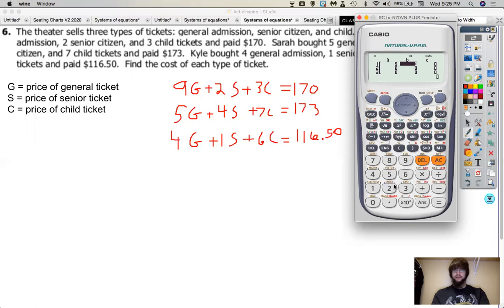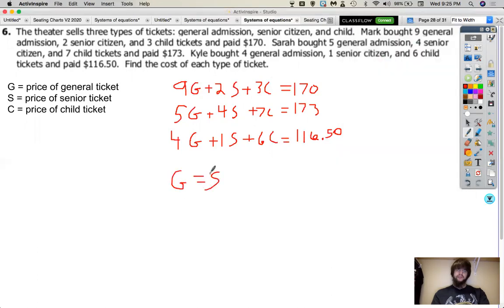9, 2, 3, 70, 5, 4, 7, 173. 4, 1, 6, 116.5. And it tells us x is 13.5. X is our first variable, g. So g is money.